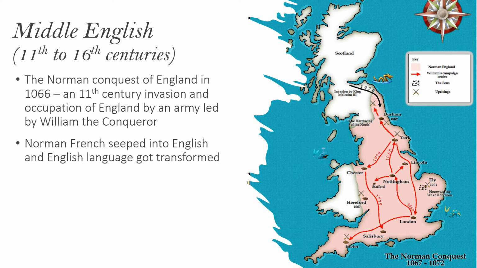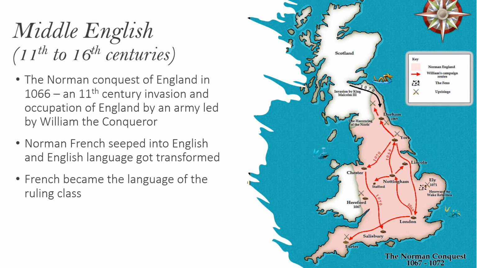As a result of the Norman conquest, Norman French seeped into English, and the English language got transformed. So you can imagine the changes that would bring when a foreign language enters another language. So English became a hybrid language. It is English and French existing together. So during this time, thousands of French words entered the English language.